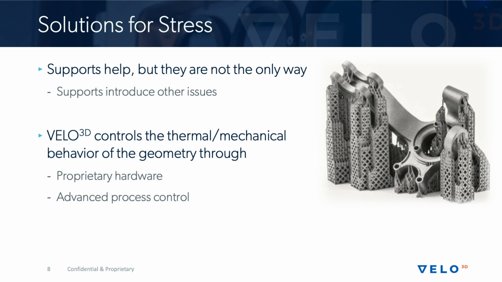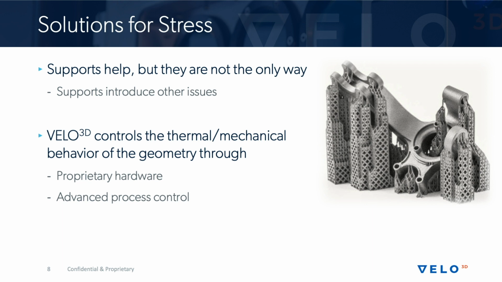So there is another option to supporting, and it's basically to control your process and to allow for some unique processes to run. And that's what VELO3D has done, and what I'll get into a little bit of the details of. We've done it through proprietary hardware and a lot of advanced process control. A lot of other metal AM systems have really only a small handful of different types of processes that are applied over every kind of unique geometry that you try to throw through the workflow.